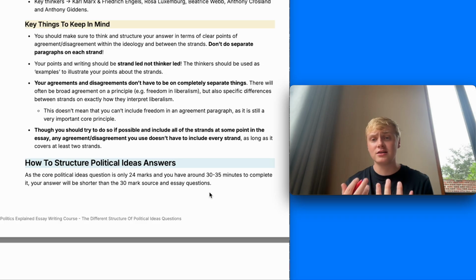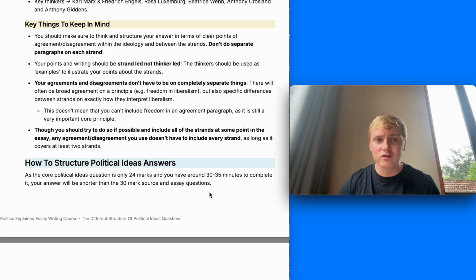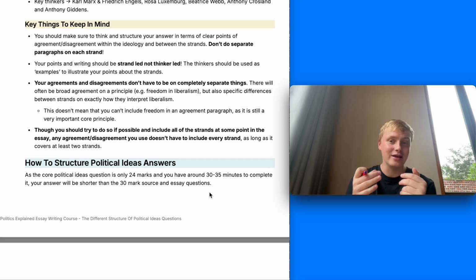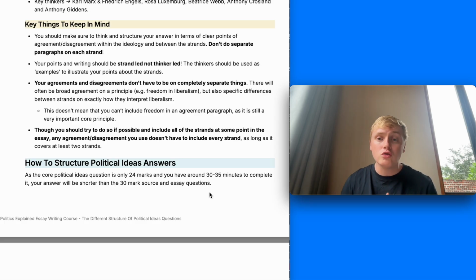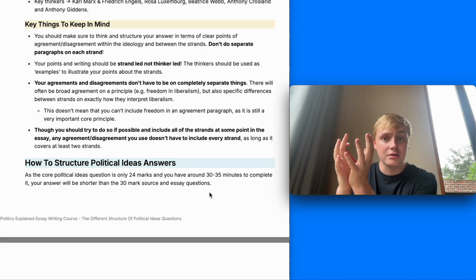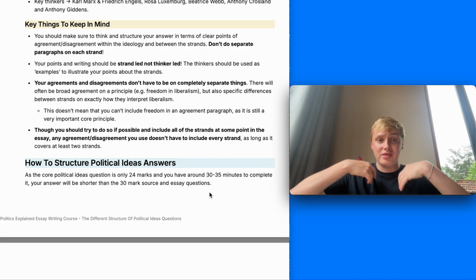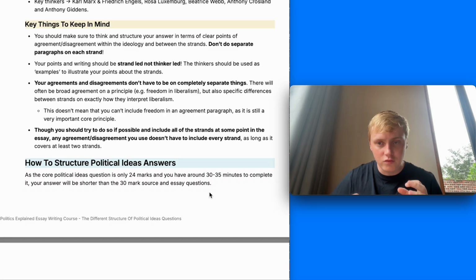And an important thing to recognise as well, the agreements and disagreements don't have to be on completely separate things. There will often be broad agreement on a principle, for example, freedom and liberalism. That's a really important agreement, even though there's some specific differences within it. And just because there's specific differences between the strands on exactly how they interpret freedom, it doesn't mean you can't also bring in freedom as an agreement. So they can be on the same things. You can have, they agree on freedom. Overall, this freedom is a driving principle for both of them.